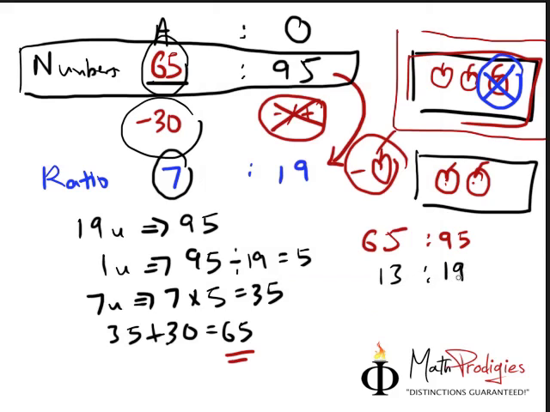13 is to 19. Can we simplify any further? Can we divide by 2? No. 3? No. 4? No. So that's the answer. If you got that one right, high five, because you are a math prodigy. Good job, man.